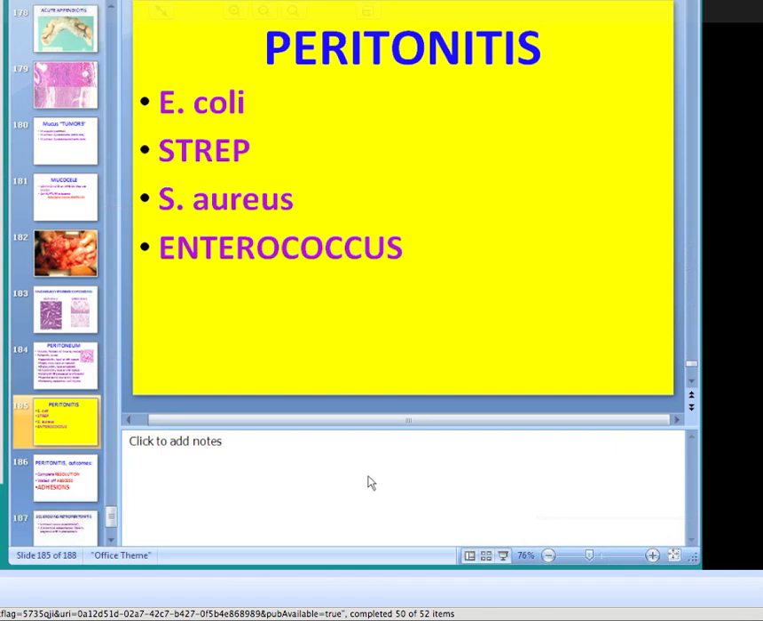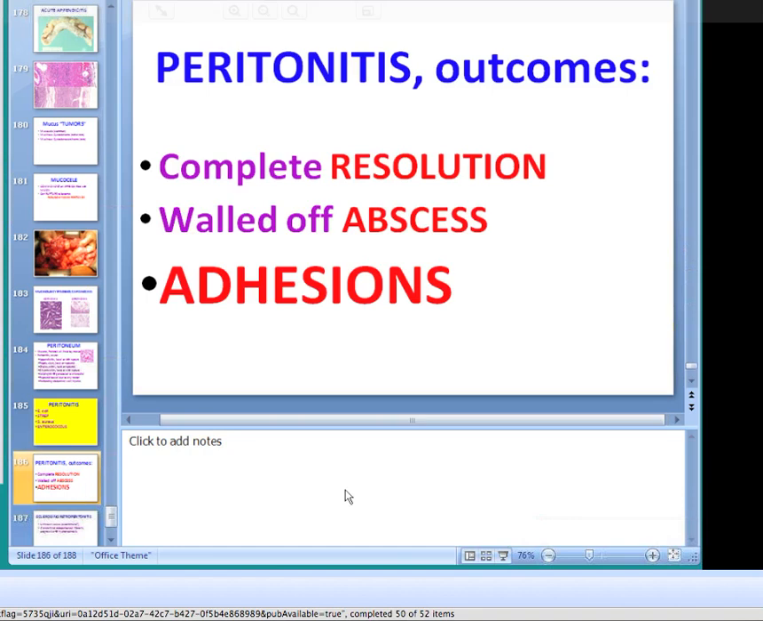What are the common bugs that are cultured when you have a peritonitis due to rupture of these luminal structures? E. coli, top of the list. You know, Enterococcus, the anaerobes, that's always very, very common, as well as strep and staph, which, as I told you originally, is basically everywhere. Every type of infection always includes strep and staph.